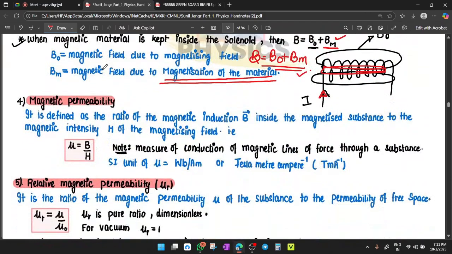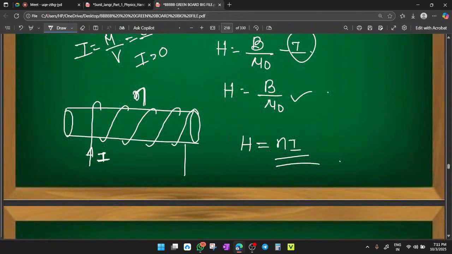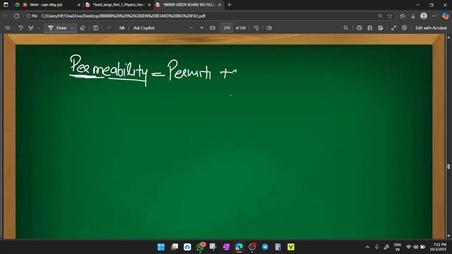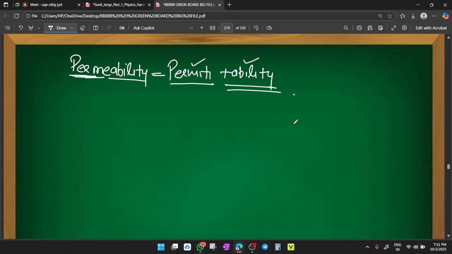Now, the next topic is magnetic permeability. So the word permeability reflects its meaning. Look here, if I write permeability and divide this term, it looks like permit ability. So some sort of feeling is there, like permit ability. Yes or no? It is my own concept. It is not given in any book. But this is helpful.